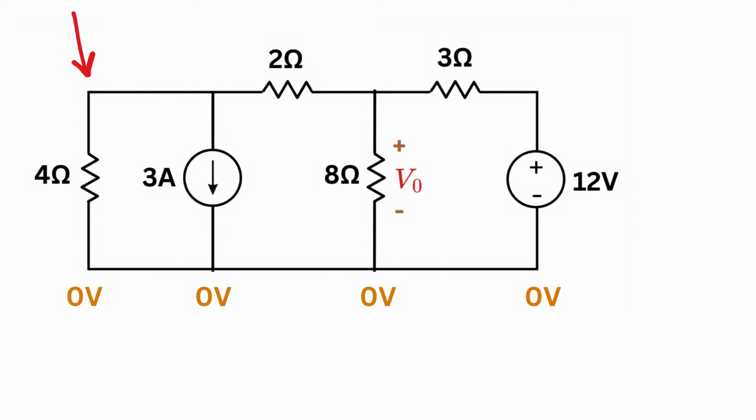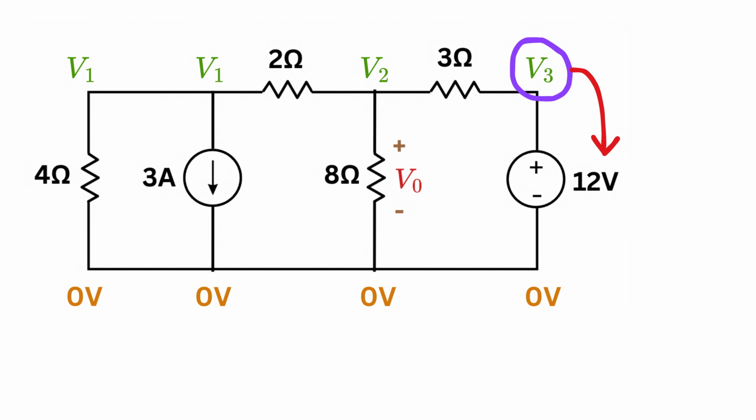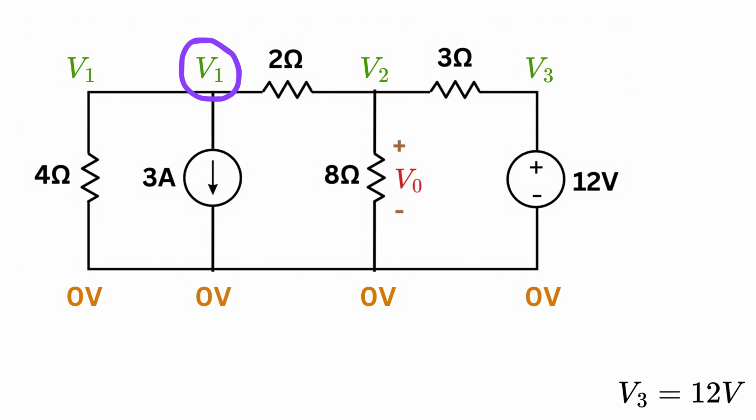Now label the voltage at this node as V1, so this node will be V1 as well, right? Now label this as V2, and this as V3. The rightmost node, V3, is the easiest because it is directly connected to the 12-volt source, so V3 becomes 12 volts without any calculation. Next, let us move to the leftmost node, V1.